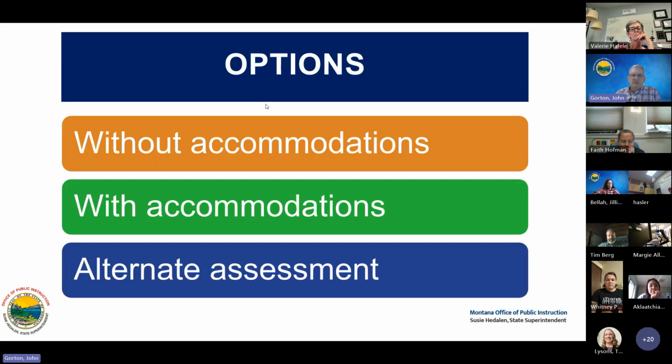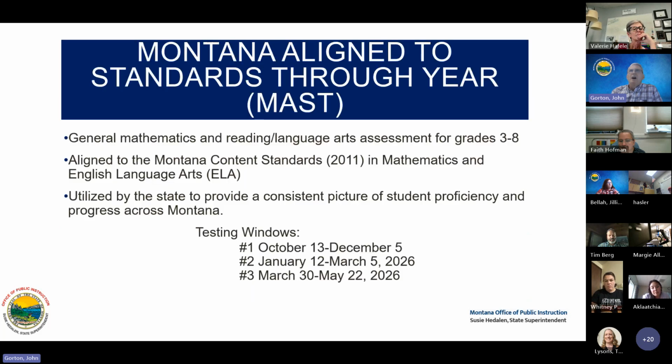So your options for the statewide assessment are with accommodations, without accommodations, and/or the alternative assessment. That's really what you have to choose from. District-wide assessments are a bit different, but for the statewide assessments, these are our choices. I'm going to go into some detail on each of the assessments, for both the regular statewide assessment and then the DLM assessment as well.